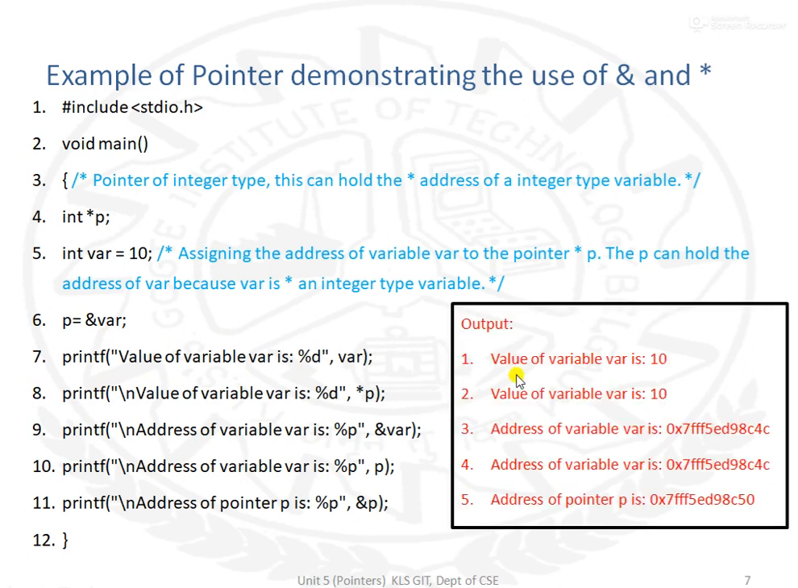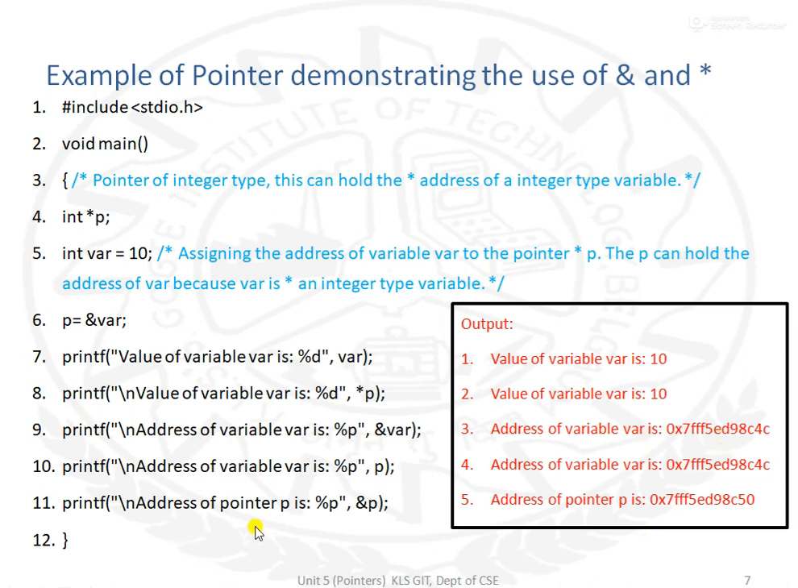So we can see in the first line, the value of variable var, it will print the value which is 10. Value of variable var, I'm printing *p, so it is again 10. Address of variable var, with &var, here we are getting the address. Similarly, address of variable var, I'm using p here. Now instead of using &var, I'm using p. Why? Because I have assigned it here, so p, a pointer, will have the same address as the var address.